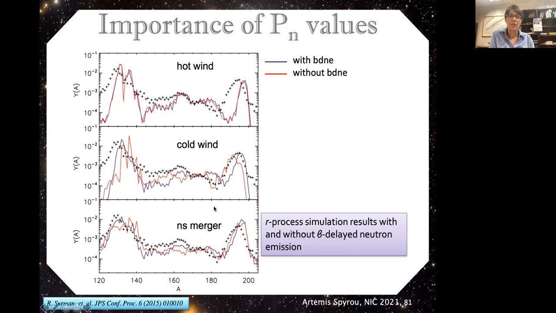So this is a sensitivity study where the blue line shows what's going on with the abundances with beta-delayed neutron emission, and the red one is without. So they just remove it completely. The truth is somewhere in between probably, but this is kind of an extreme to see what the behavior is. And we see that for a hot wind environment, this is not a huge difference, but for cold wind and neutron star mergers, we do see a difference if we take the beta-delayed neutron emission into account or not.